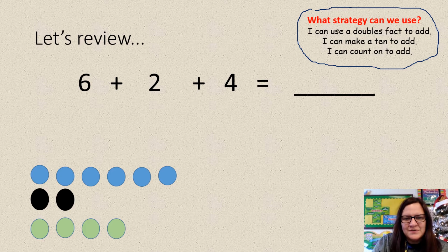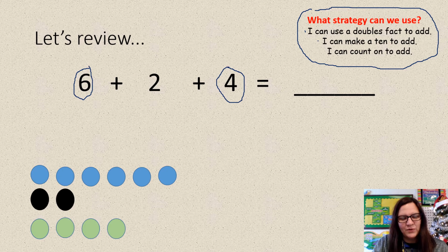Now look at those addends. Think about your strategies. Do you see a doubles fact to add? Do you see 2 addends that are the same? No. I can make a 10 to add. Do you see 2 numbers that you could join together to make a 10? I see 2 numbers I could make 10 with. So I have a 6 and a 4, because I know 6 plus 4 equals 10.